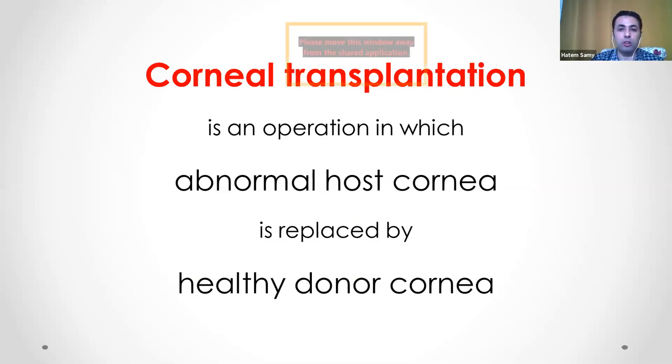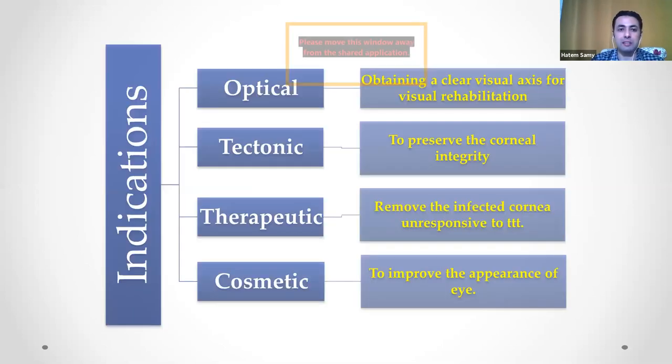Indications of keratoplasty include optical, tectonic, therapeutic, and cosmetic. Optical indication is obtaining a clear visual axis for visual rehabilitation. This is the main aim. Tectonic keratoplasty is only for preserving the corneal integrity. Therapeutic keratoplasty is only for removing the infected cornea not responsive to medical treatment. Cosmetic keratoplasty is only to improve the appearance of the eye.